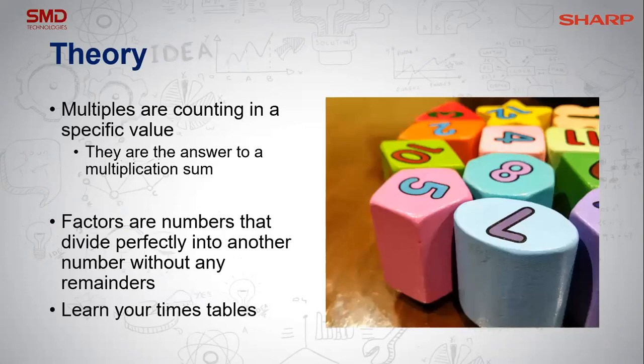Then the next step in our journey is multiples and factors. Multiples are the things that we're counting in a specific value. So if we're counting in 5s, then 5, 10, 15, 20 are all multiples of 5. Okay, they're the answer to a multiplication sum. Factors are the numbers that divide perfectly into that other number without any remainders. So again, learn your times tables, do your mental maths, practice them because they're going to help you with this.